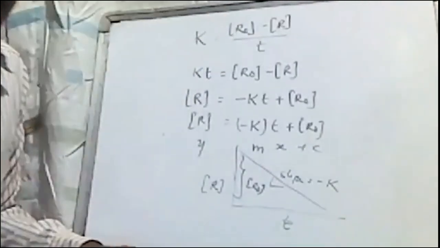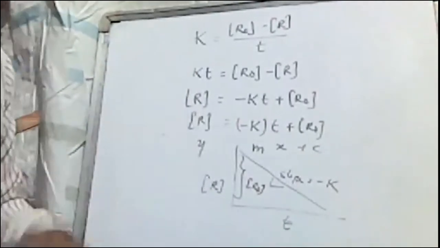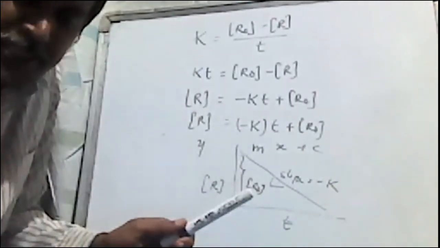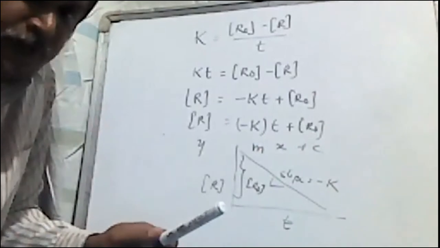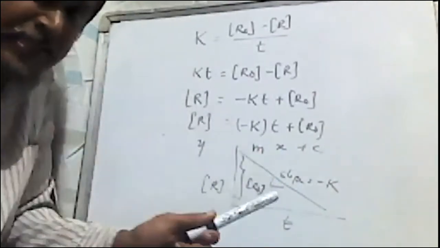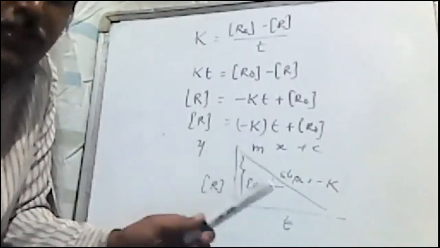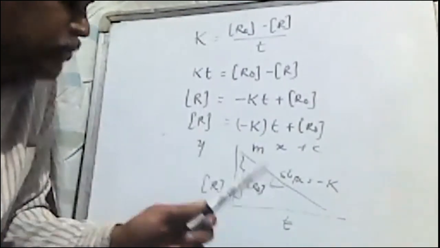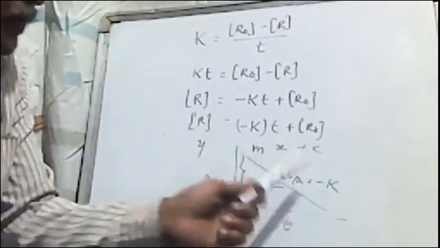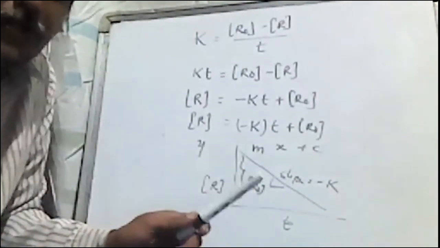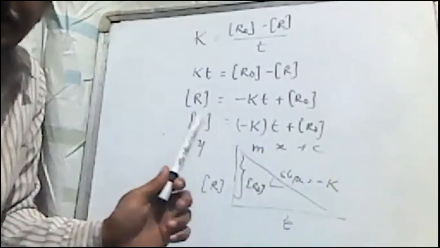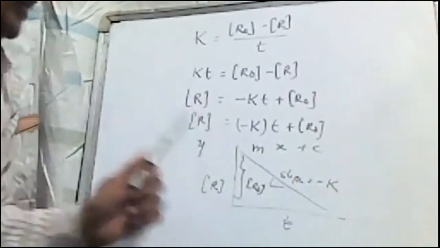This is the second plot regarding the zero order reaction. The first one is rate versus concentration of reactants, which is parallel to the x-axis, whereas the concentration of reactant versus time plot is a straight line with a negative slope and an intercept, and the slope corresponds to minus the zero order rate constant. This is the second plot for zero order reactions.